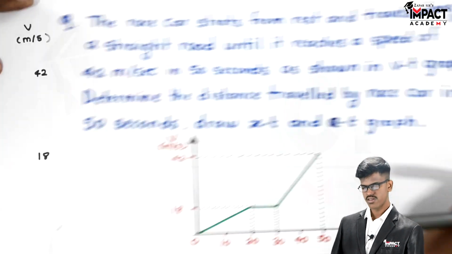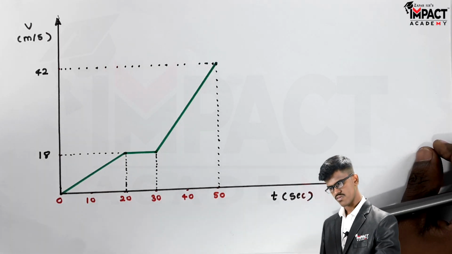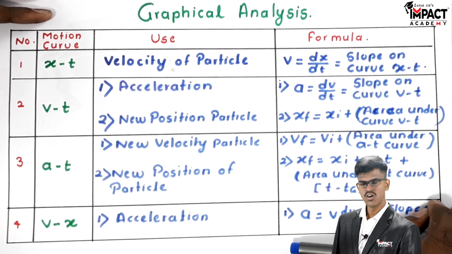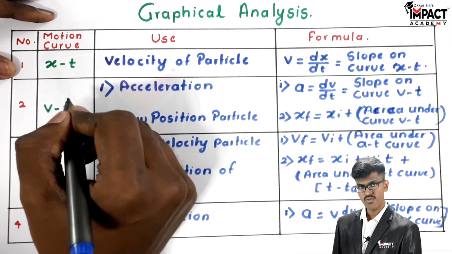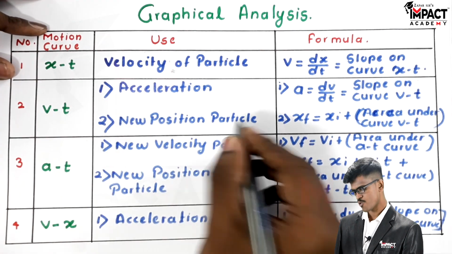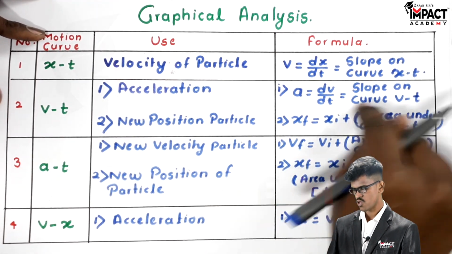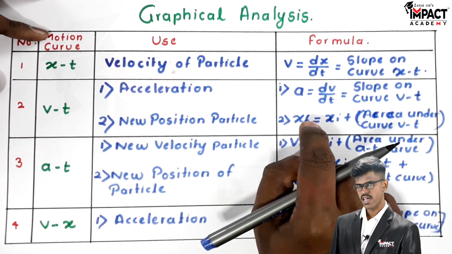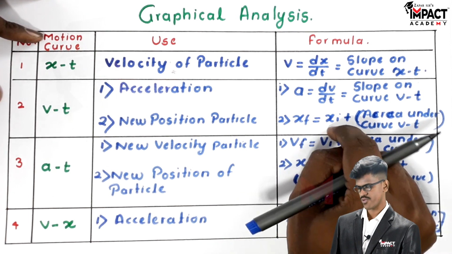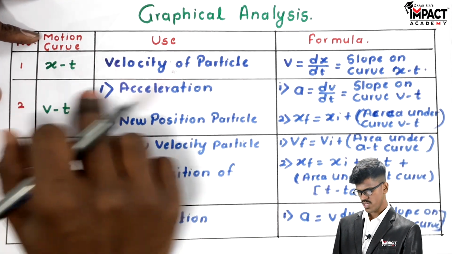So let's start the solution. We already studied this. We have a VT curve. From the VT curve we can find the acceleration and the position of the particle. To find the acceleration, we just find the slope of the curve, and to find the position, the formula is xf, the final position, equals the initial position plus the area under the VT curve. So we start with the acceleration.